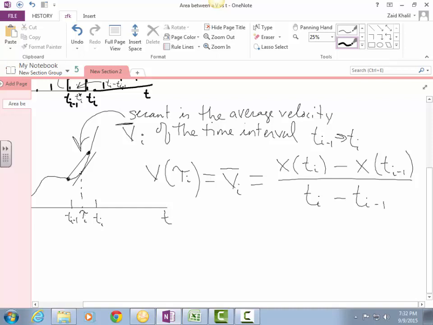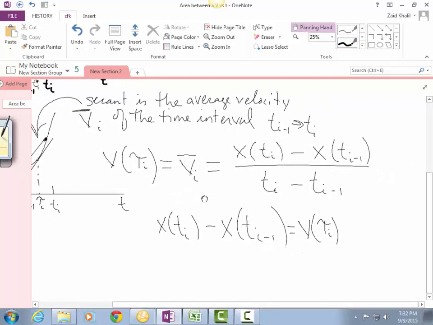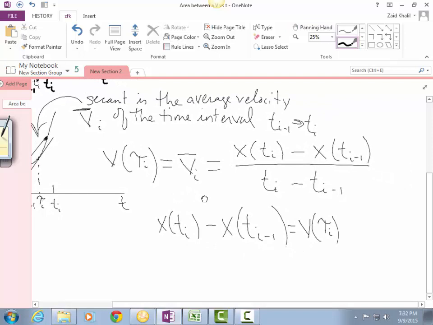And so therefore, what we have is the change in position in that time interval is equal to the instantaneous velocity at that point, tau i, times t_i minus t_{i-1}. So let's take a look.